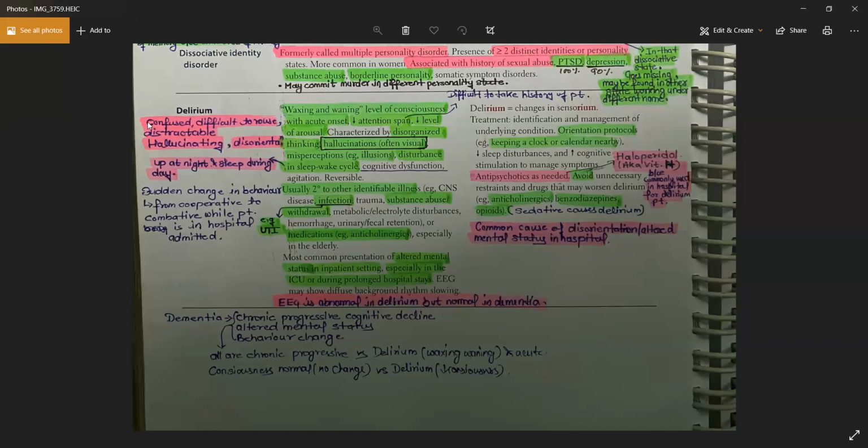So please note, for the treatment of delirium, you will use vitamin H, or haloperidol, and you must avoid any agent that can worsen the delirium, any kind of sedative like anticholinergics, benzodiazepines, or any opioid. They are all contraindicated whenever you get a patient with delirium. It is a very common cause of disorientation and altered mental status in hospital settings. Any doubt on delirium?